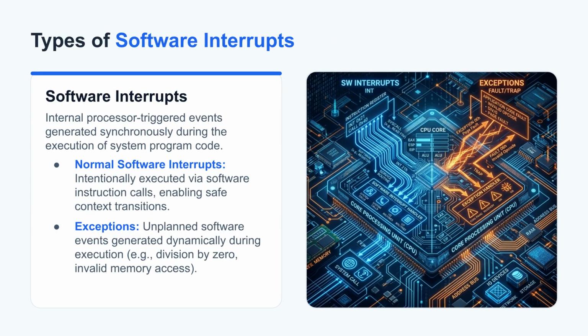In addition to hardware-generated signals, processors respond to software interrupts. Software interrupts are internal, synchronous events generated directly by code instructions running on the CPU core. They generally fall into two categories: intentional software interrupts and exceptions. Intentional software interrupts are triggered using explicit assembly instructions, such as INT instructions or system calls, to safely transition execution from user mode to kernel mode. Exceptions, on the other hand, are unplanned events triggered by invalid hardware operations during program execution, such as attempting to divide a number by 0, encountering an illegal instruction code, or triggering a page fault due to invalid memory access.